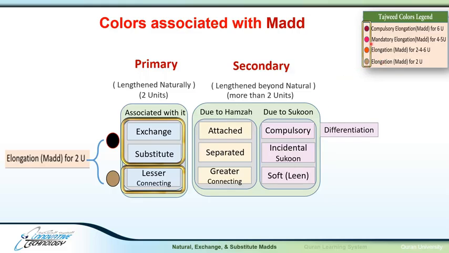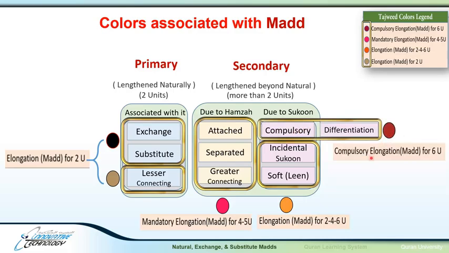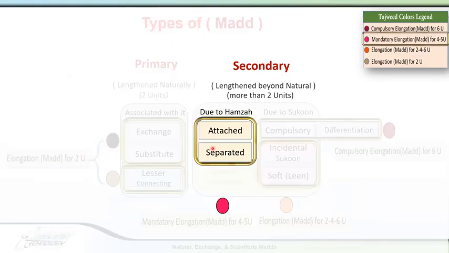Now, anything other than these 3 colors would be secondary mad. So whatever is due to hamza is given the mandatory elongation of 4 to 5 units and given this red color. And the incidental sukoon and its cousin, the soft lean, are given the orange color, which is expected to be lengthened for an average of 4 units, ranging from 2 to 6. Now, the compulsory and differentiation are given the dark red, where it is compulsory to elongate those 2 types of mads for 6 units.